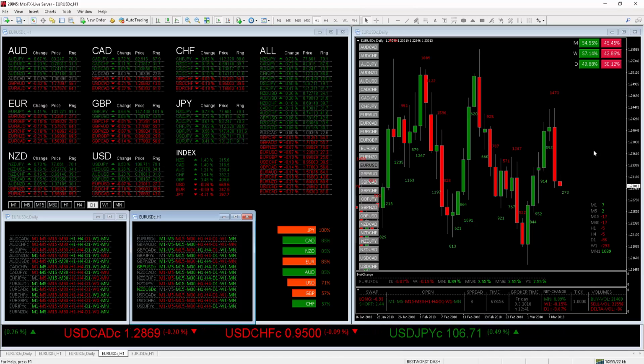Today is Friday, March the 9th, and it's 11:30 in the morning. Let's see how the Forex market is behaving through the index grid of our best and worst dashboard.